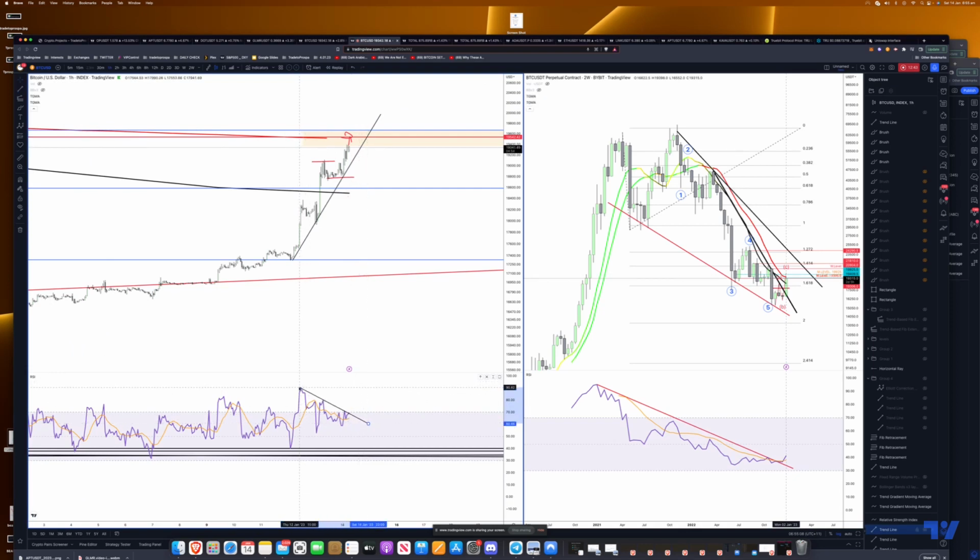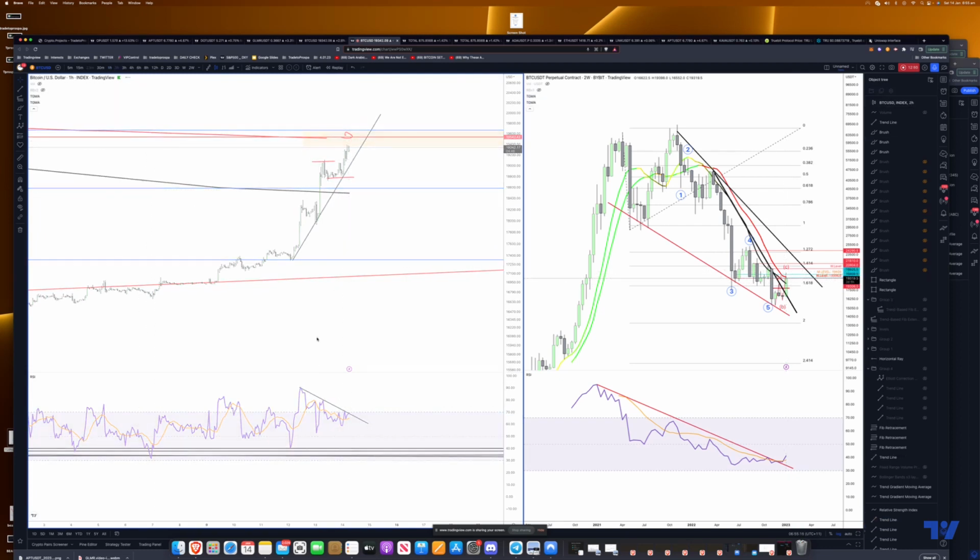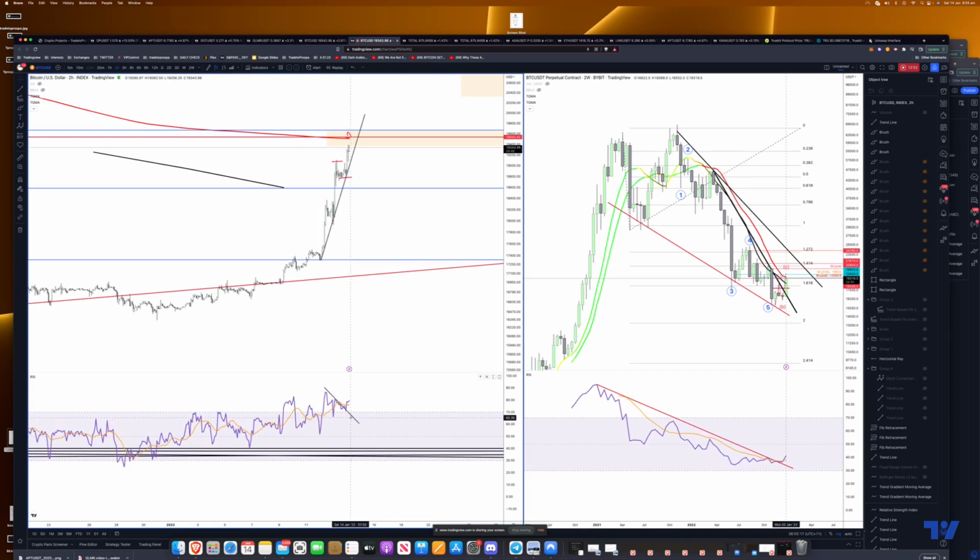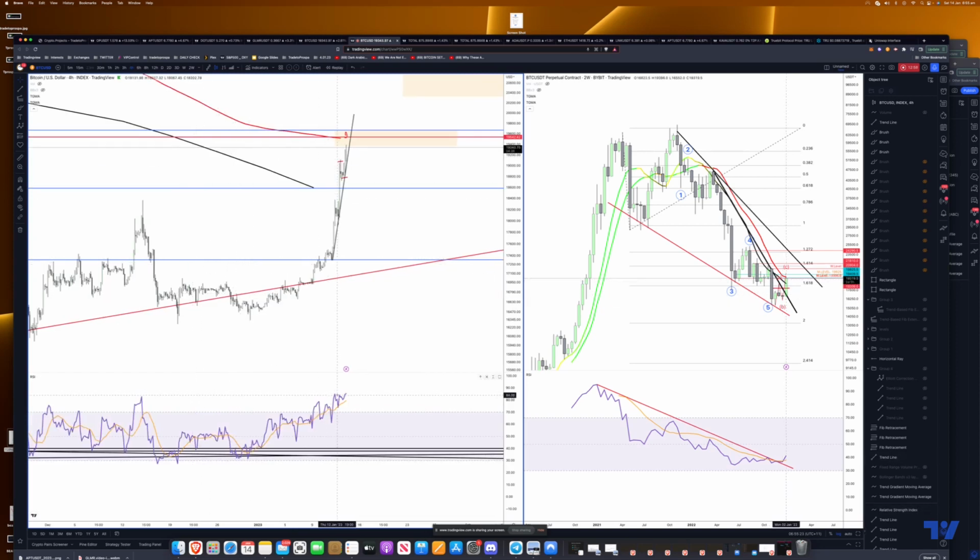If it breaks above it, then it's going to continue on a bit. That's the 1 hour. Let's look at the 2 hour. 2 hours definitely more bearish. 4 hour, slight.